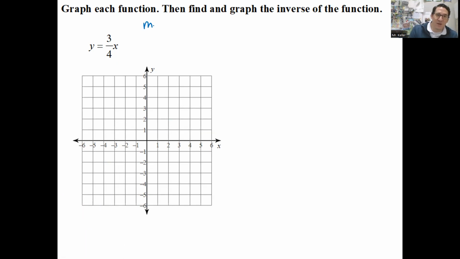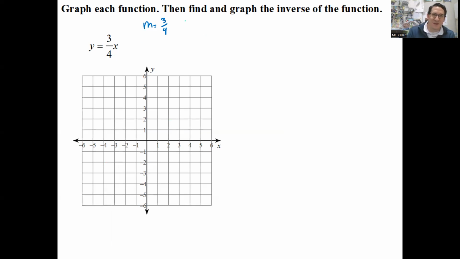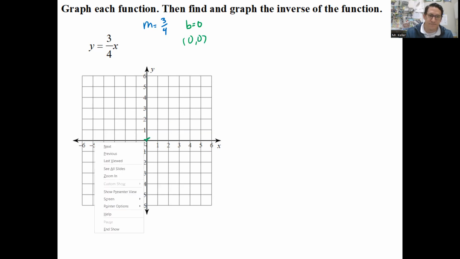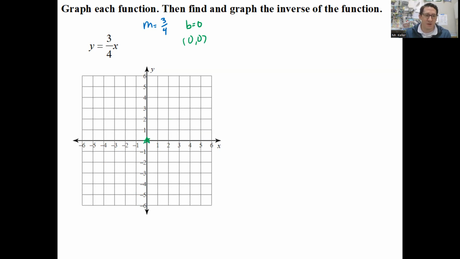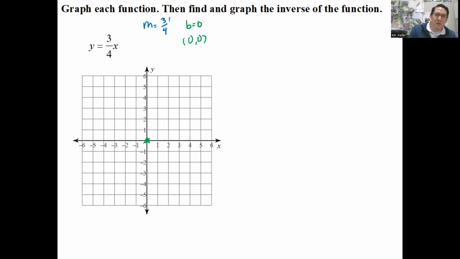The slope on this one is 3/4. That's attached to x. There's no b value on it, so that means the b value is 0. That means our starting point is at 0, 0. So I'm going to put a green star at the starting point for our original function here. And then I'm going to plot and go up 3, right 4 from the starting point.